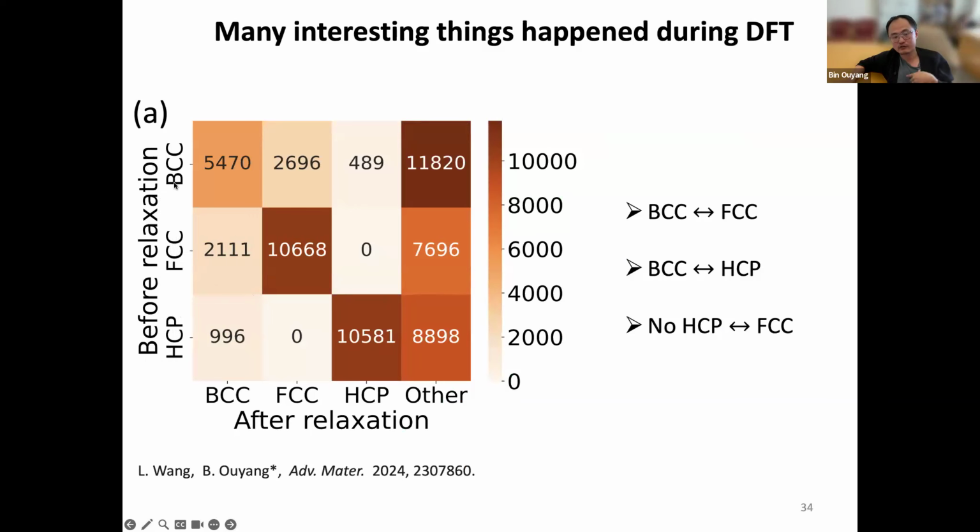But some of them, after relaxation, directly transform into other structures. For instance, BCC transforms into FCC, even with relaxation. That means it's not mechanically stable for some of these structures. We want to understand a little bit what exactly happened. We don't do any barrier calculation. Hopefully this will be barrierless.